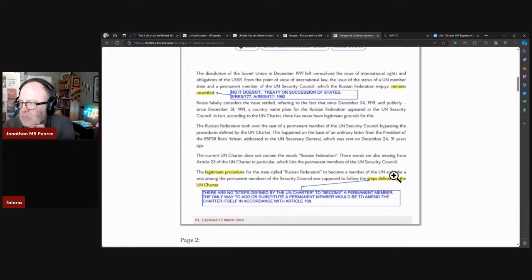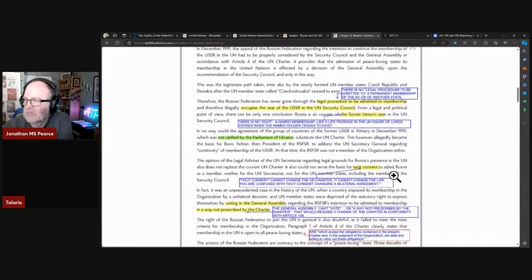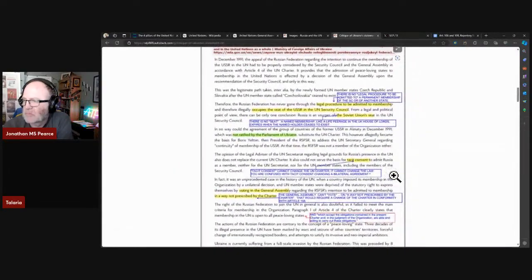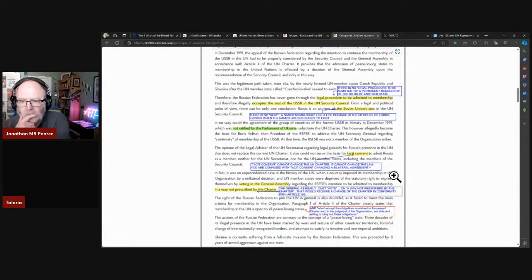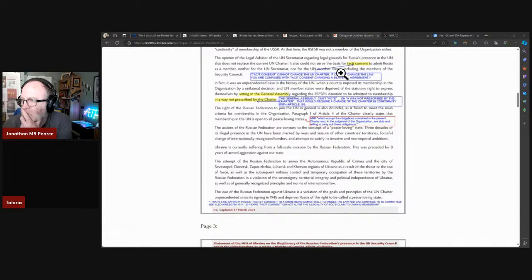There is only one other argument that has been raised, which is just absolutely pathetic, but of course that doesn't stop the Russians from raising it. And that is what's called estoppel. They say, look, you've let us sit on the Security Council for 30 years, so you can't change your mind. And this is actually in this document from Ukraine, or it's insinuated in that document. Now, number one, you can't change the law.